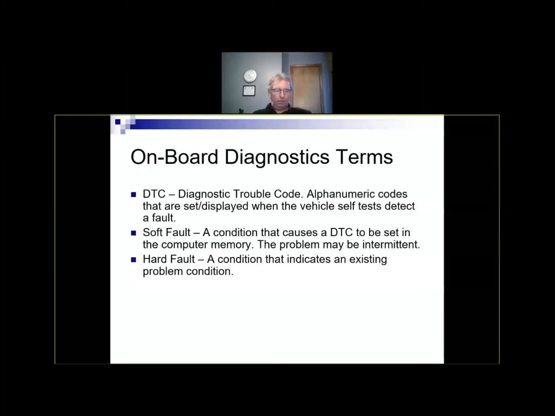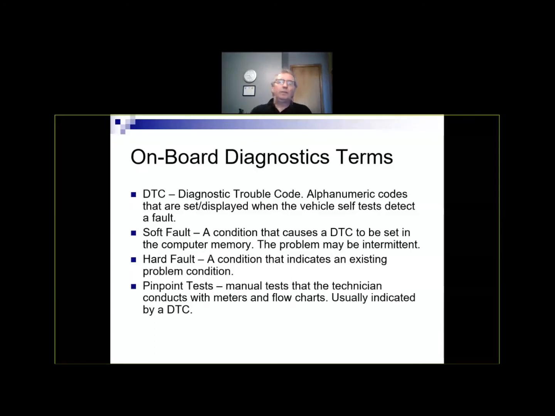Ford, they have what they call on-demand codes, which are codes basically you do an on-demand self-test and it says, yep, there's a problem right now. And there are continuous codes. So continuous codes are part of the continuous self-test. So as it was driving down the road at some point, something failed and set that code. GM, I'm forgetting exactly what they call them. But they all have terminology for the concept of a soft fault versus a hard fault.